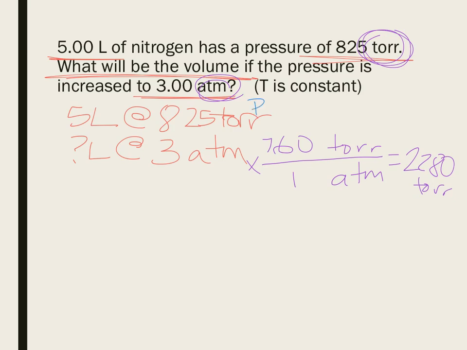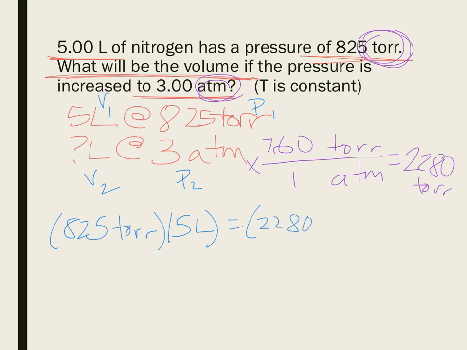P1 V1 equals P2 V2, and plug it in. So that's 825 torr times 5 liters equals P2, that's 2,280 torr, times question mark liters. I'm going to divide both sides by 2280 torr.